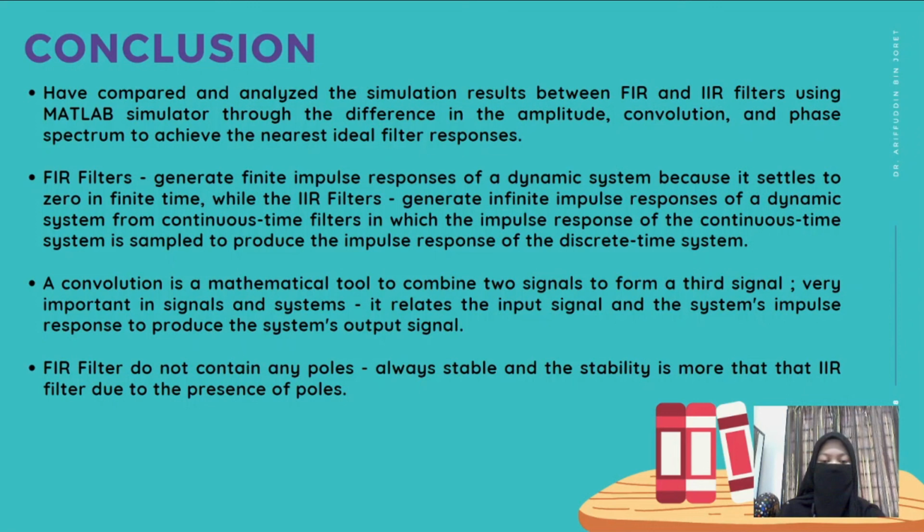This project has also given us knowledge about digital signal processing techniques indirectly. A convolution is a mathematical tool to combine two signals to form a third signal. Therefore, convolution is very important in signals and systems because it relates the input signal and the system impulse response to produce the system output signal. In this project, we have observed from the results and analysis that finite impulse response filters are always stable, and their stability is greater than infinite impulse response filters due to the presence of poles, which finite impulse response filters do not contain, as we can see here from the results.